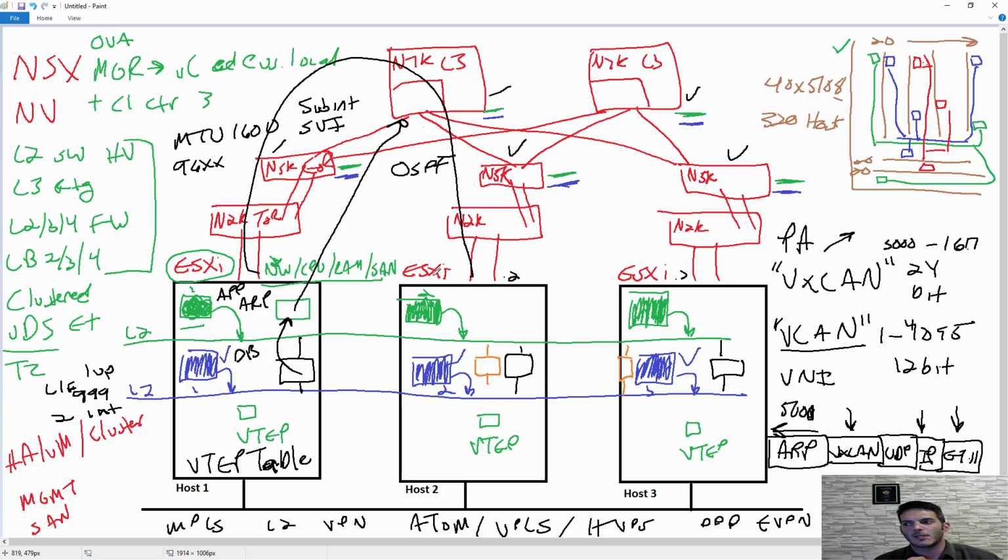So I just noticed that I've run out of white paper, run out of space. So I'm going to have to figure out how I'm going to handle that. But that's really what it boils down to at the end of the day.